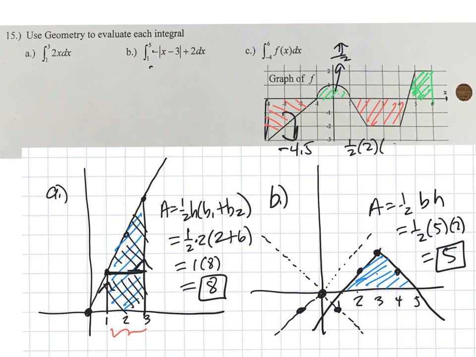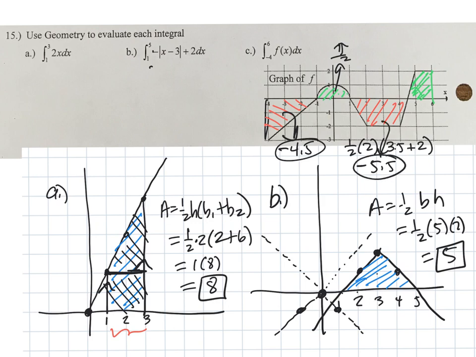The bases are, let's see, one base looks like 1, 2, 3 and a half. So 3 and a half plus the second base is 2. So that is 1 times 5.5. So -5.5. Okay, so we've got this region is -5.5.